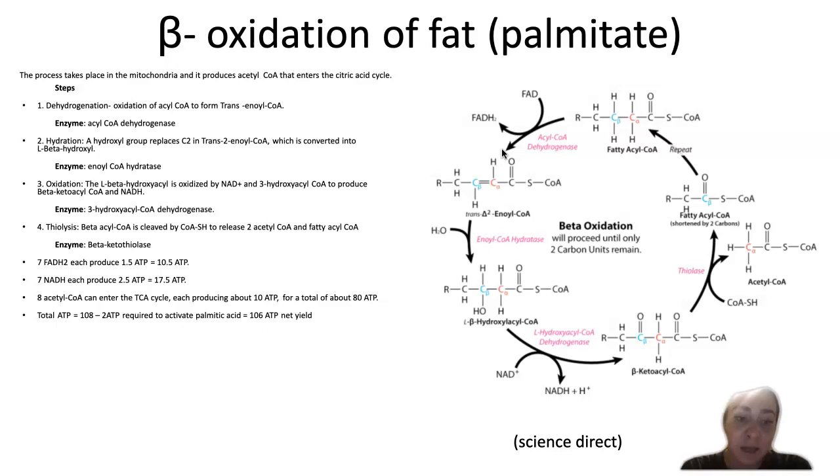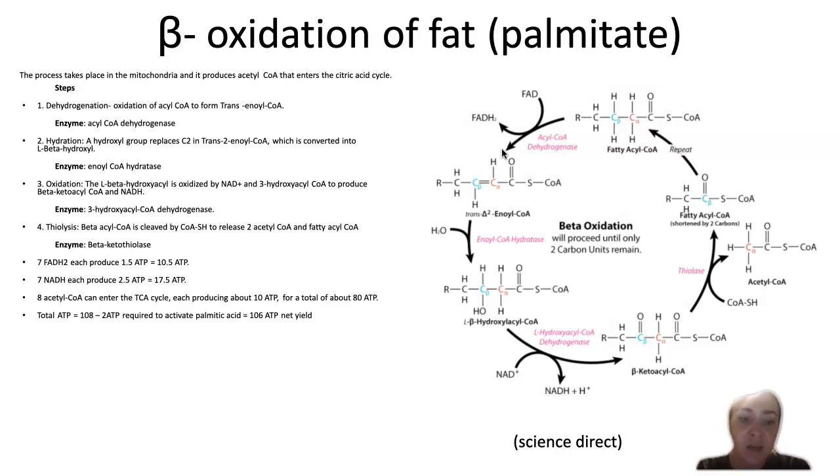Steps in the beta oxidation. So there's dehydrogenation, which is oxidation of acyl CoA with acyl CoA dehydrogenase to form the trans-enoyl CoA. The citric acid cycle produces the ATP when FADH2 is formed due to the use of FAD. Hydration. A hydroxyl group is added at C2 in trans-2-enoyl CoA, which is converted into L-beta-hydroxyacyl CoA, catalyzed by enoyl CoA hydratase.